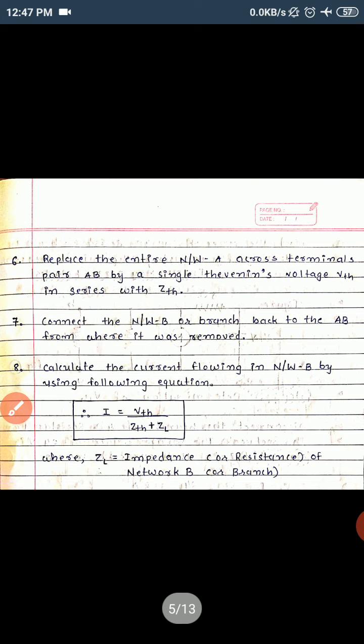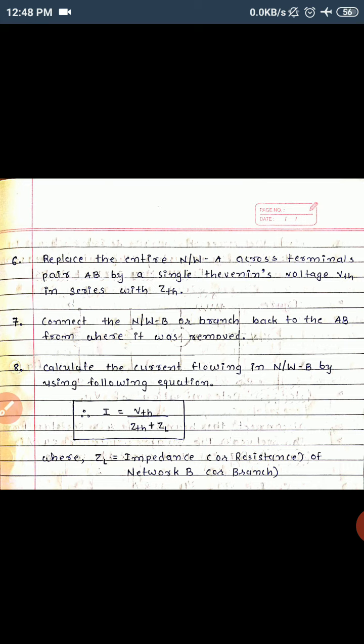The next step is to replace the entire network A across the terminal pair AB by a single Thevenin's voltage source VTH in series with ZTH. Now friends, we have both values VTH and ZTH. So network A, which was removed initially from network B, will now be replaced by a single voltage source VTH and Thevenin equivalent impedance ZTH.